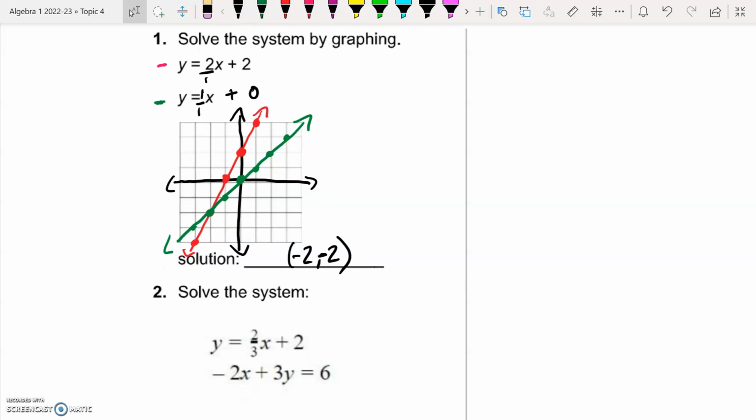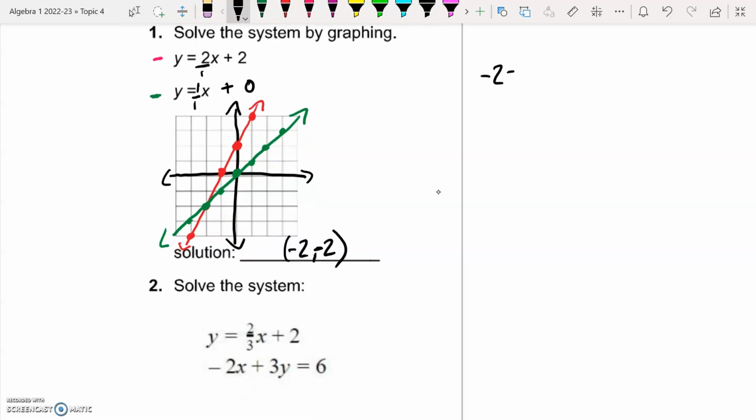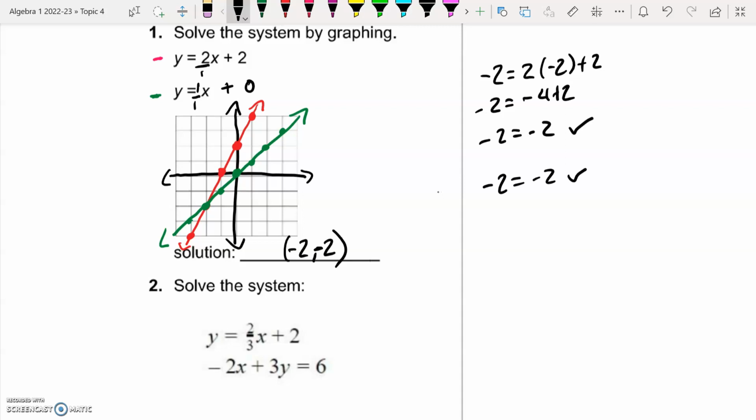Don't forget, you can always plug it in and check it. So I could say negative 2 equals 2 times negative 2 plus 2. So it works for the first one. It also, in the second one, is negative 2 equals negative 2. It works. So as long as it works for both of them, you know you did it right.